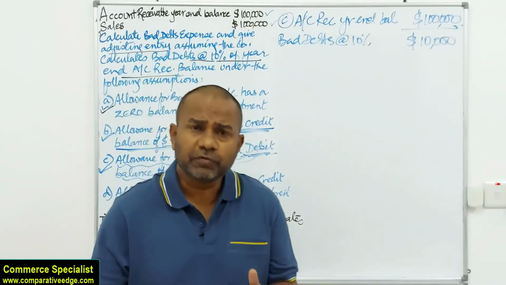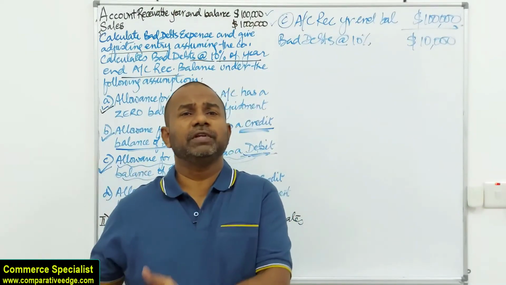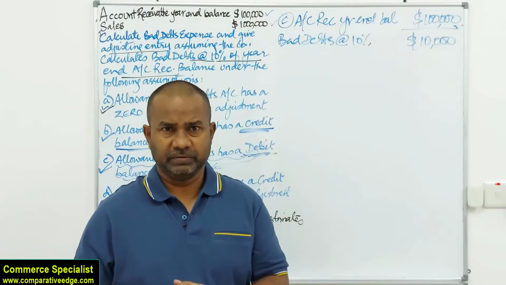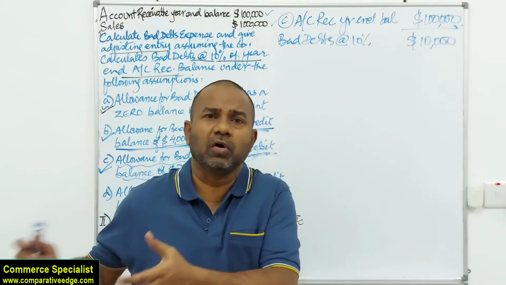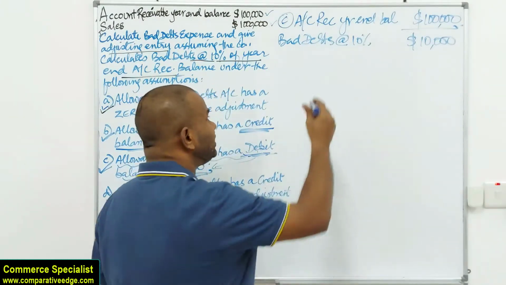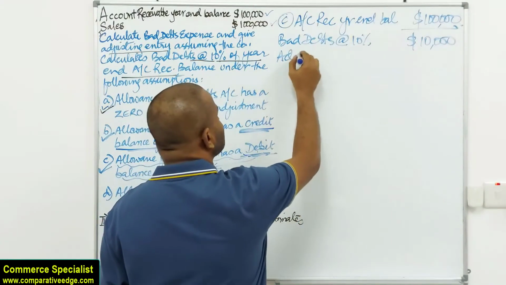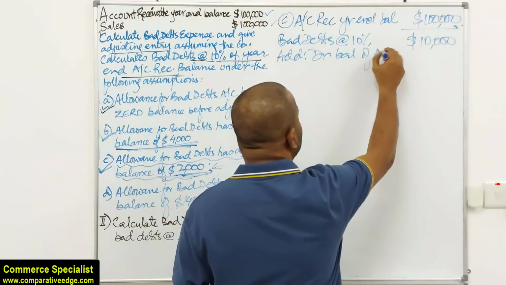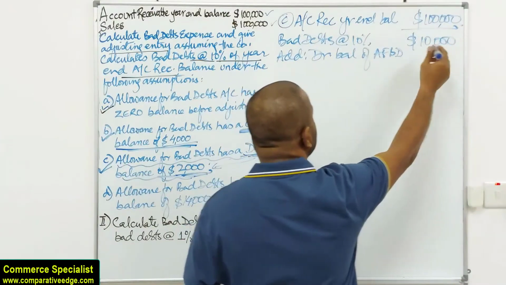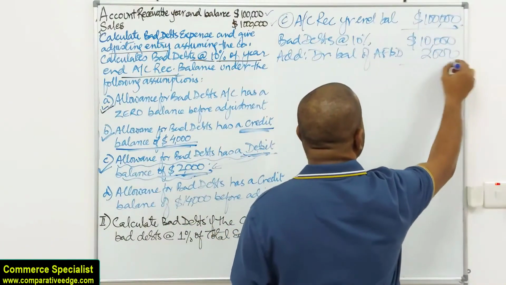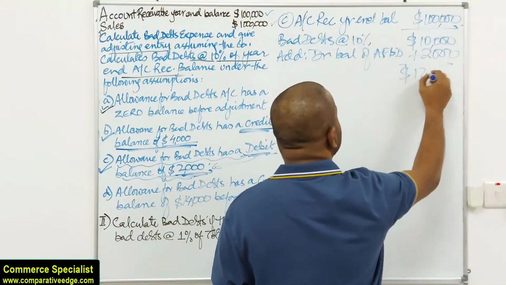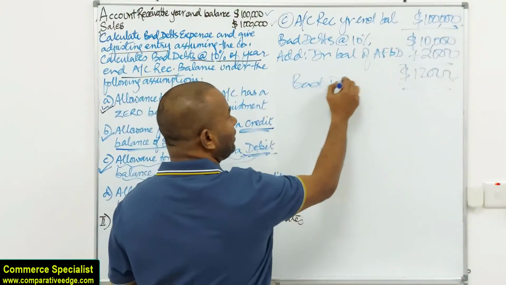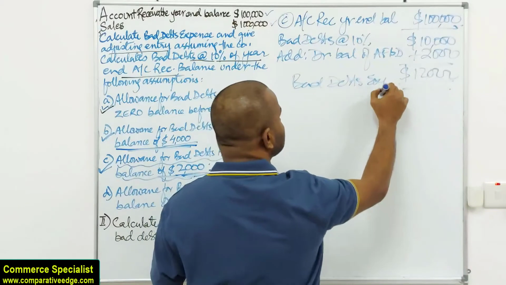A debit balance of 2,000 means in the previous year it has been underestimated. Less bad debts were recorded last year. So we are going to adjust it here now. Add the debit balance of allowance for bad debts, which is 2,000. So my bad debt expense for the year will be 12,000. This is my bad debts expense.